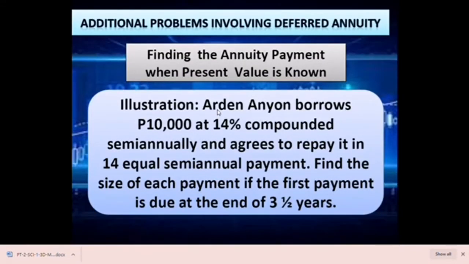Next, these are additional problems involving a deferred annuity: finding the annuity payment when the present value is known. Here the present value is already given, unlike in the previous one, so we look for the annuity payment. One example: Arden Onion borrows 10,000 at 14% compounded semi-annually and agrees to repay it in 14 equal semi-annual payments. Find the size of each payment if the first payment is due at the end of 3.5 years.